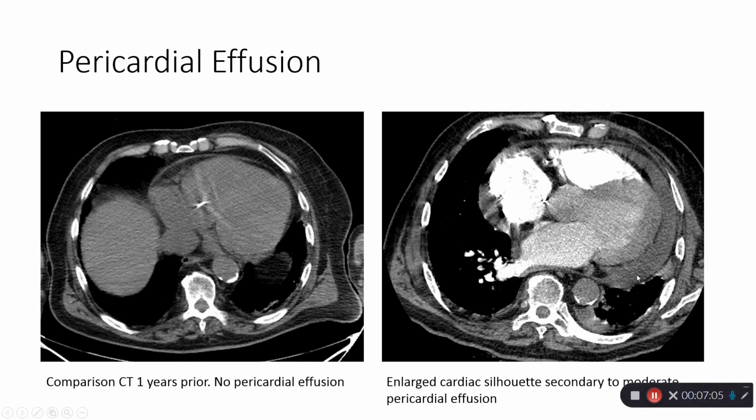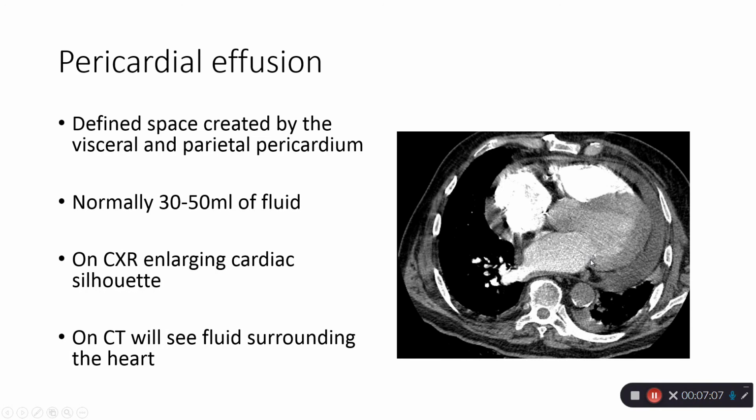is a pericardial effusion. So like the pleural space, the pericardial space is a defined space created by visceral and parietal pericardium in this instance. Normally there's a small amount of fluid within the pericardial space, 30 to 50 milliliters. On chest x-ray, you may see serial enlargement of the cardiac silhouette, suggesting that there's accumulation of pericardial fluid, and it's much more clearly defined here on CT where we see fluid circumferentially surrounding the heart.